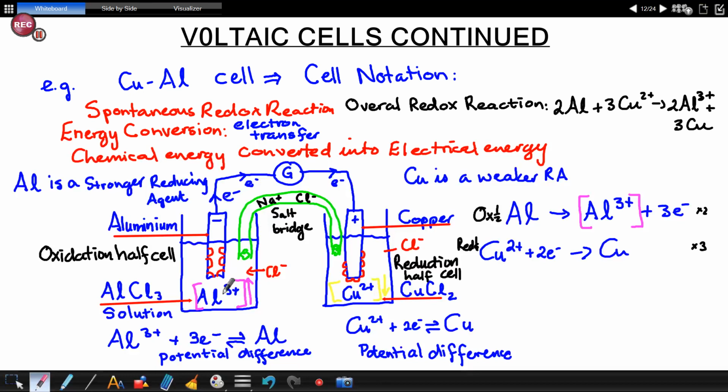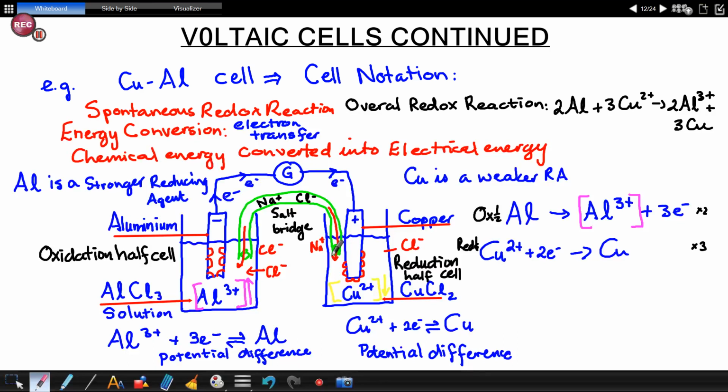Now because of the more aluminium 3+ in here, the chloride ions will diffuse through from the salt bridge. The chlorides will come here to keep them electrically neutral. And what will happen on the other side? What will go to this part where the positives are taken out of solution? The sodium ions will go there to try and keep the electrolytes balanced with the positive and negative charges.